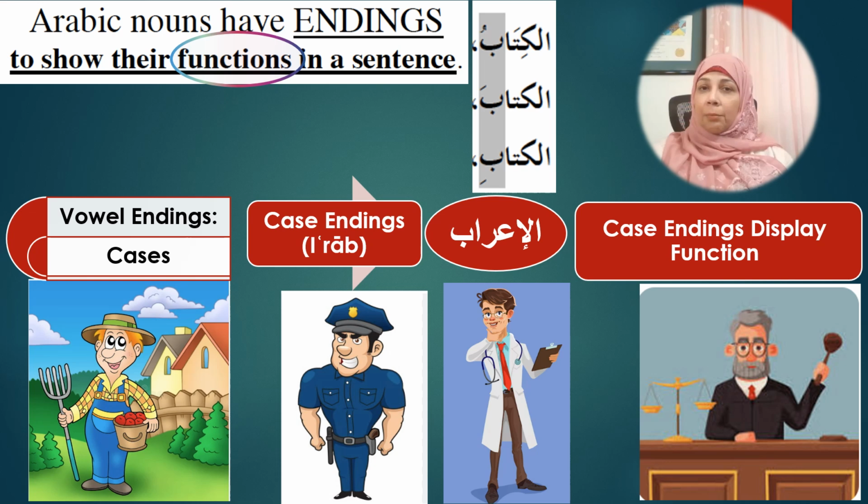In the last lesson, I mentioned that Arabic nouns end in the vowel signs called harakat, which are the dhamma, the fatha, or the kasra. And these are called case endings. I explained in detail in that lesson how the hat or the coat in these pictures show the function of the person. For example, by the hat, we know he's a policeman, or by the coat, we know that he's a doctor. Similarly, the harakat or the vowel signs at the end of the noun, such as dhamma, fatha, or kasra, show its function.